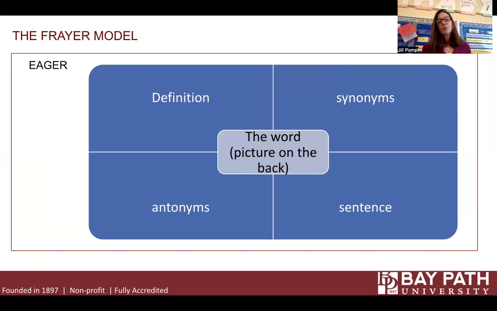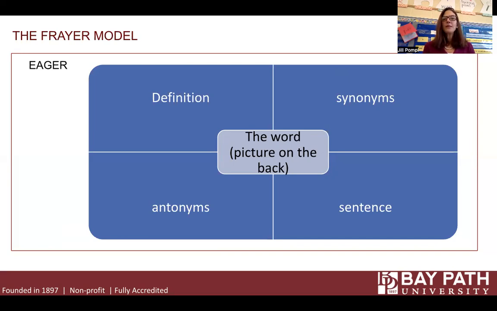Now, many of us in the world of education have seen the Frayer model as a graphic organizer that we can use to help our students fully understand the meaning of a word. And there are different ways that we can structure or organize a Frayer model graphic organizer. Here is one example where we're going to take our target tier 2 word. Eager is a word that I might see across content areas, across grades.